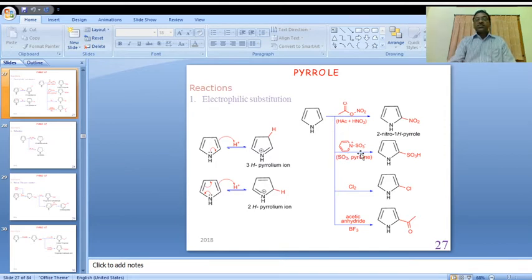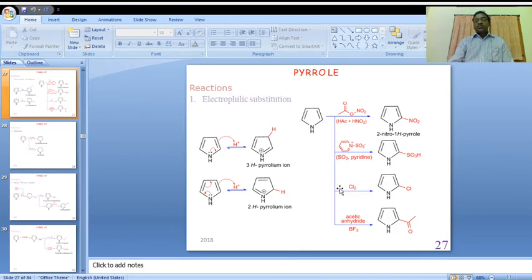Next, sulfonation. Pyrrole on reaction with sulfur trioxide in the presence of pyridine forms the second-position substituted compound, pyrrole-2-sulfonic acid. Is it clear? Second substituted compound.